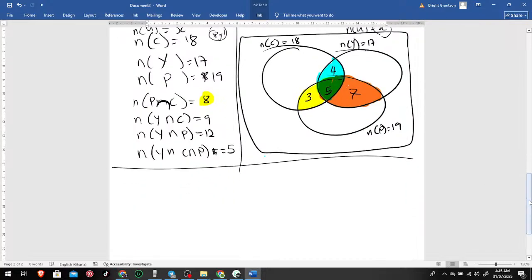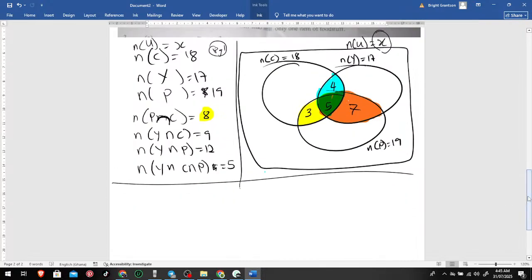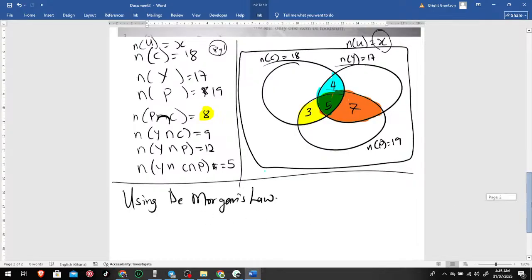We are going to use something we call De Morgan's law. I don't know if most of you are familiar with it. Using De Morgan's law is one of the techniques of Venn diagrams. This is how I write De Morgan's law. So everybody pay attention.